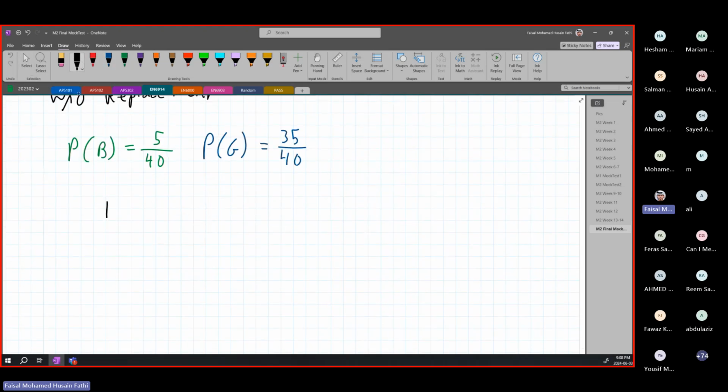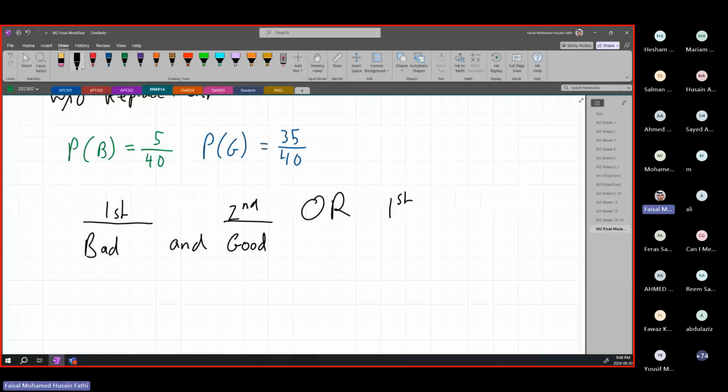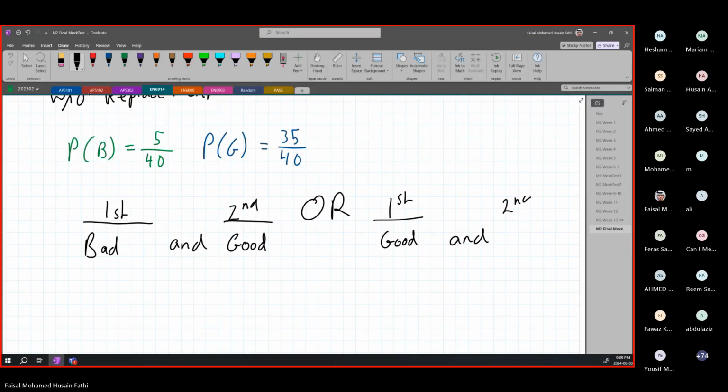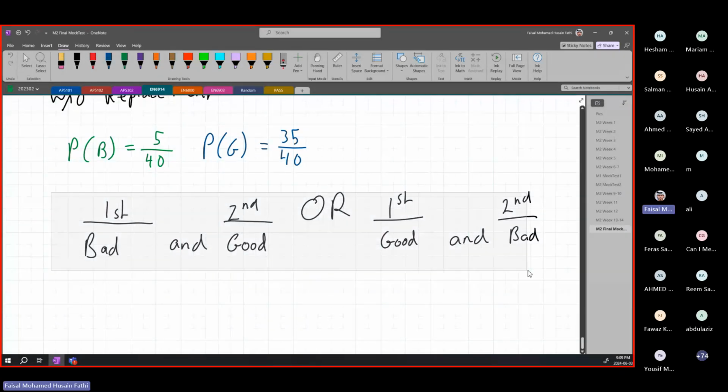So when we're looking at our first choice, we want our first choice to be bad and the second choice to be good. We can either have this case, or we can have the first one be good and the second one be bad. All right. So these are the two options that we can have. So the first is bad and the second is good, or the other one is good and bad.